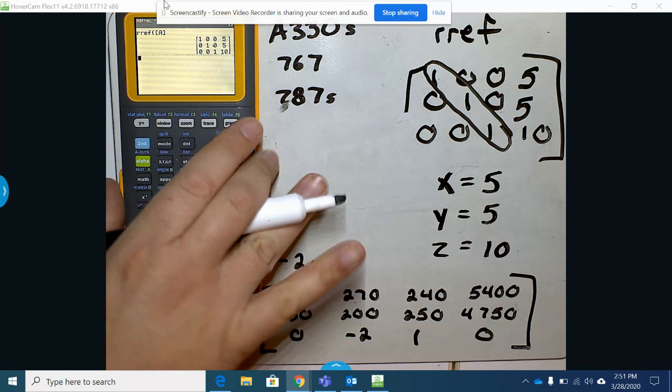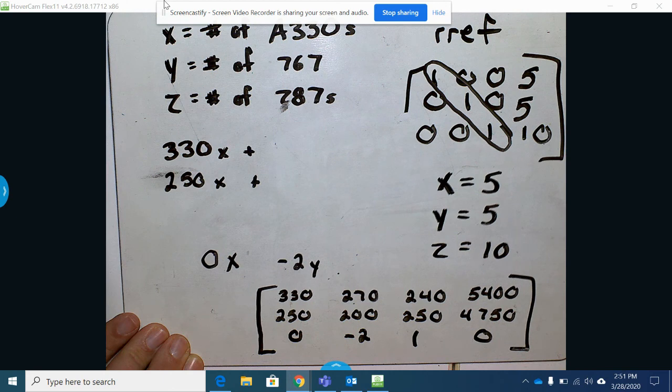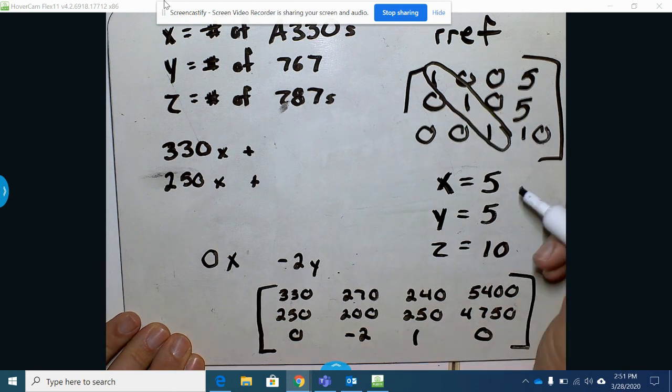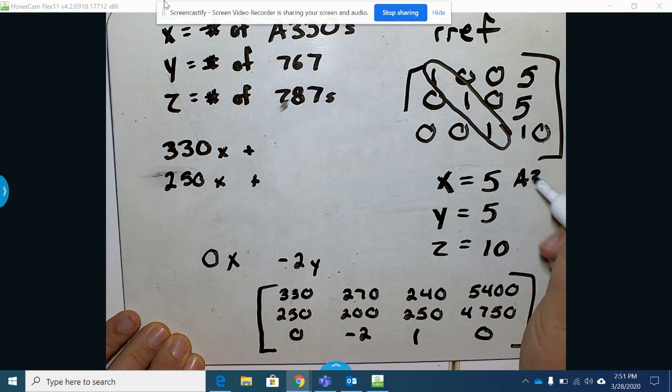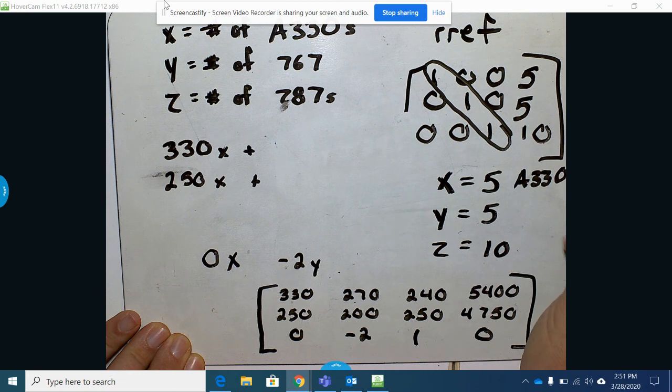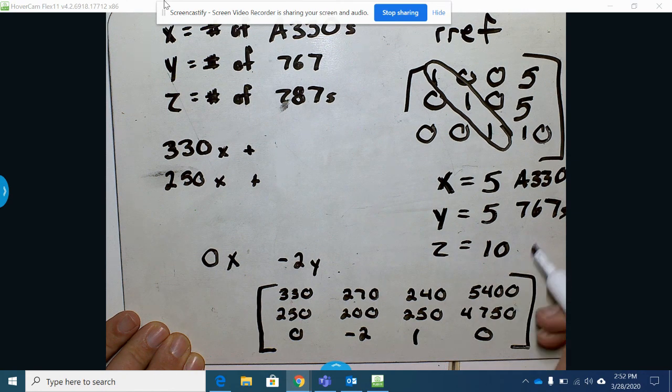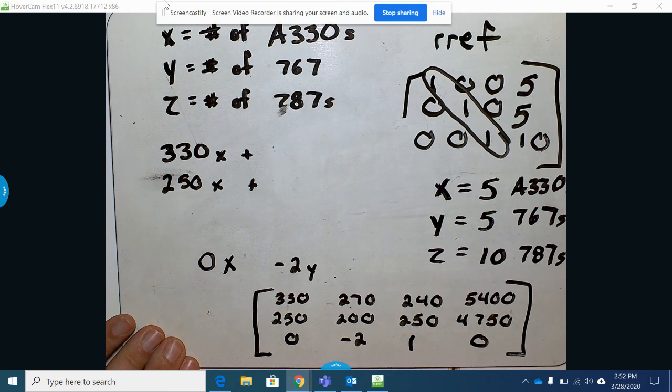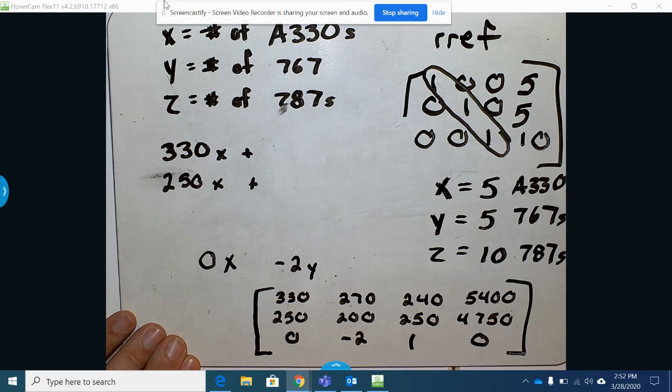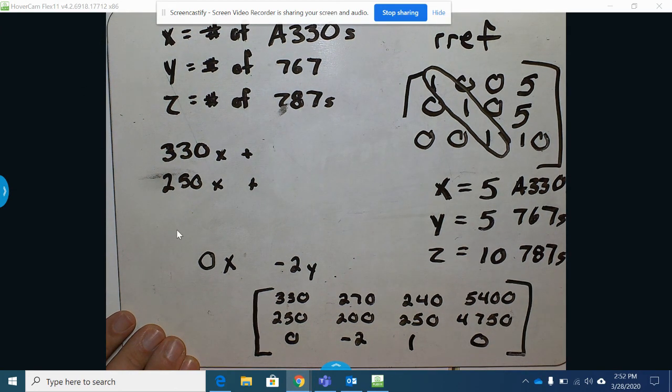Okay, what do these mean? If we go back to our defined variables, we have 5 Airbus A330s, we have 5 Boeing 767s, and we would have 10 Boeing 787s in our fleet. Okay, and that's what we're dealing with there. That's a nice problem. That's one of my favorites, one of the more challenging ones. I like that one.